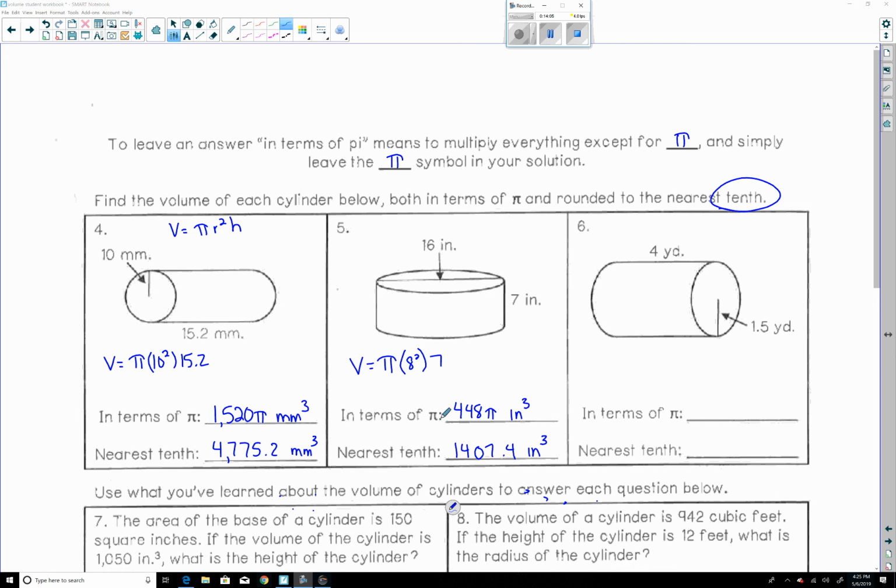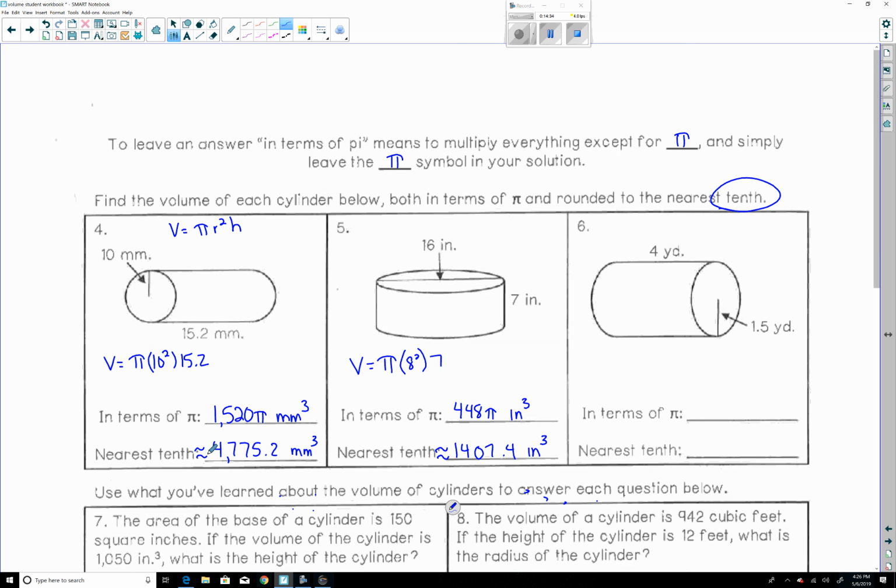If I'm leaving it in terms of pi, you just take your 8 squared, 64 times 7, that's 448 pi inches cubed. If I'm multiplying that answer, 448 times pi, I get 1,407.4 inches cubed. I should say approximately because this is always an approximation because pi, again, is an irrational number and we don't know exactly how large pi is.